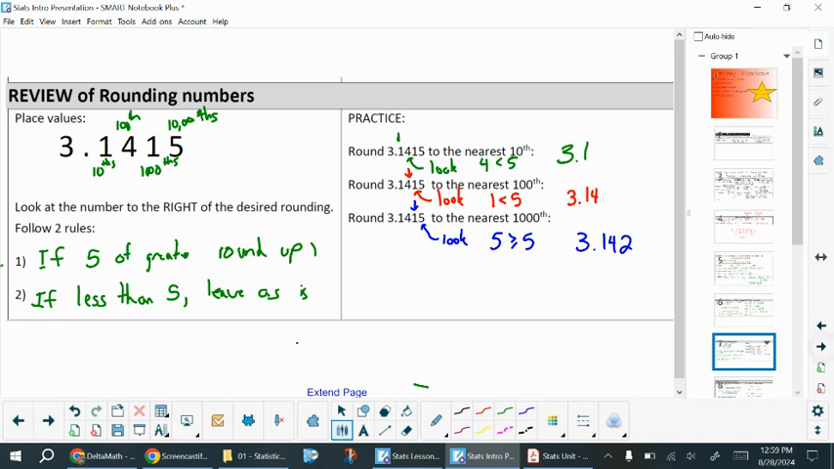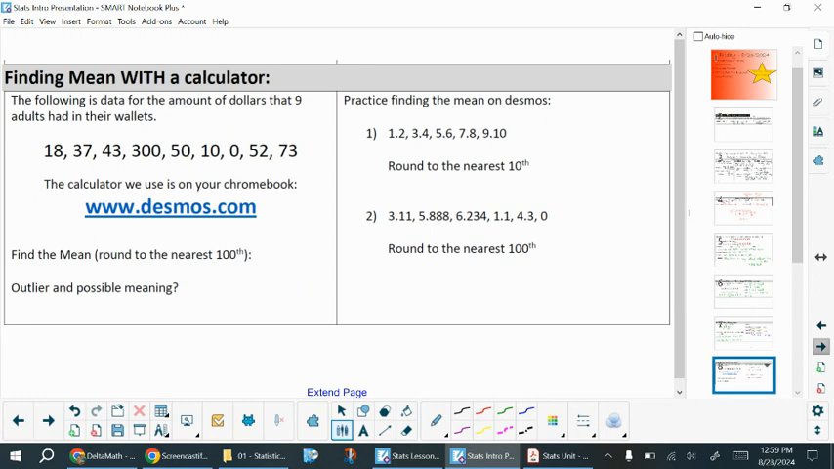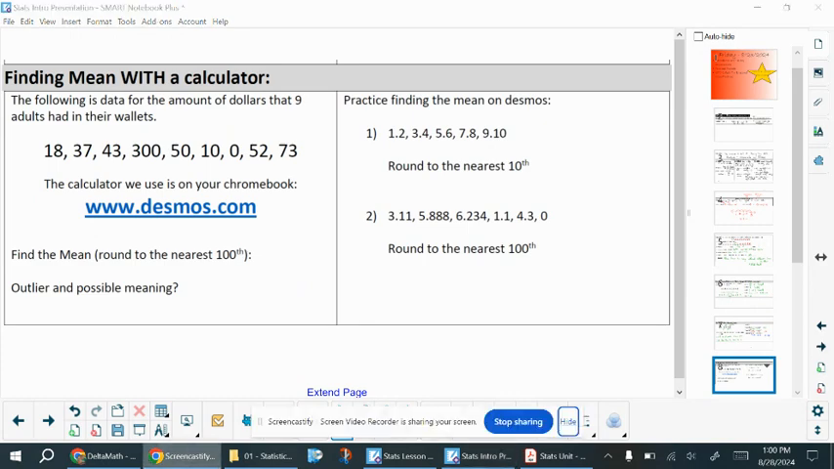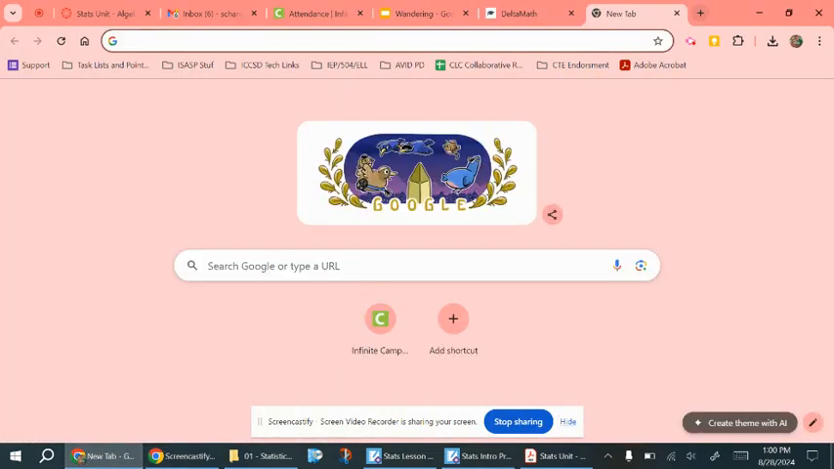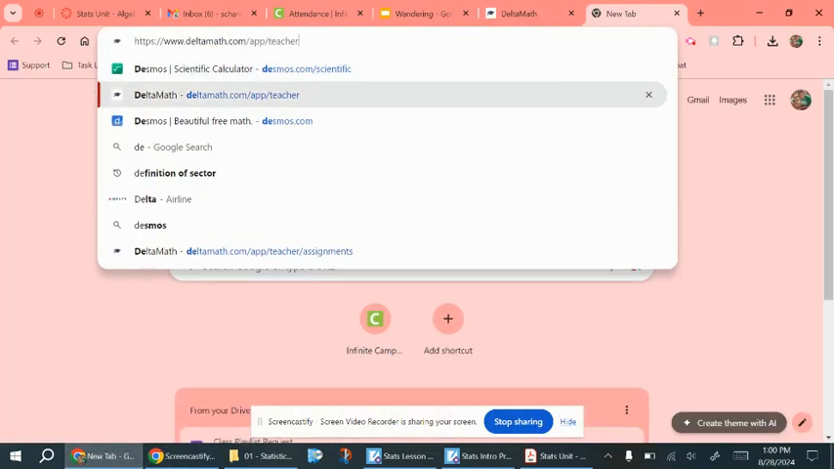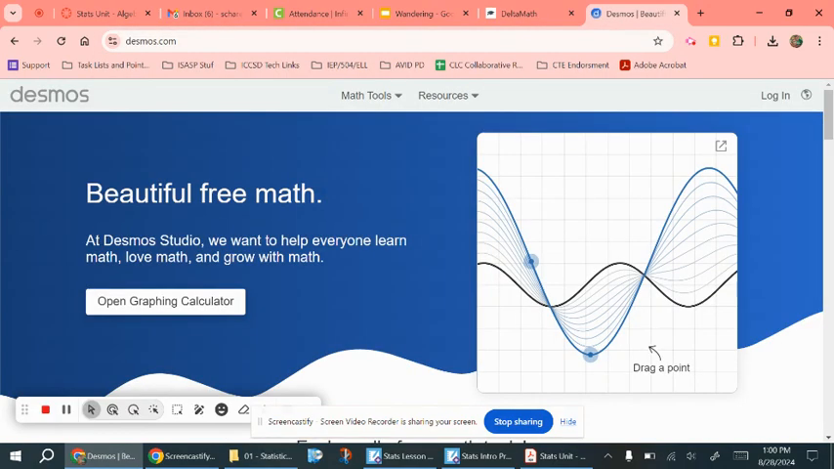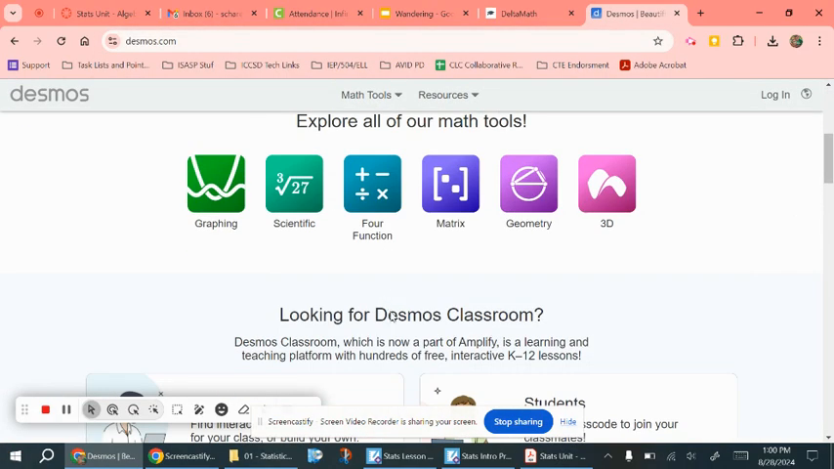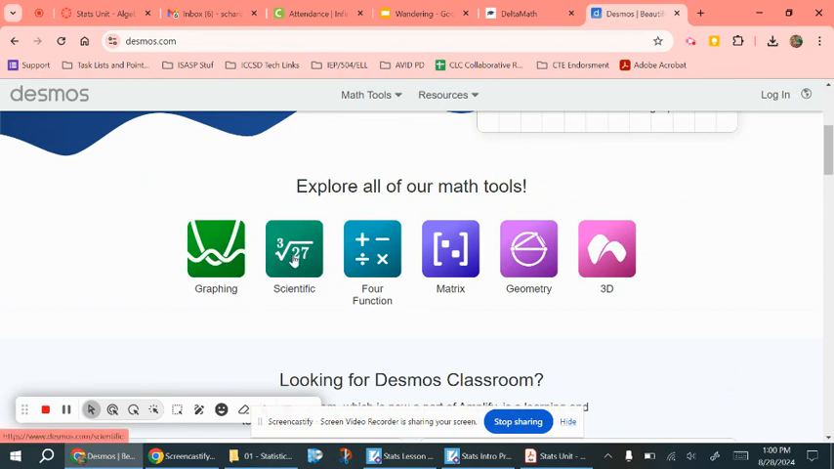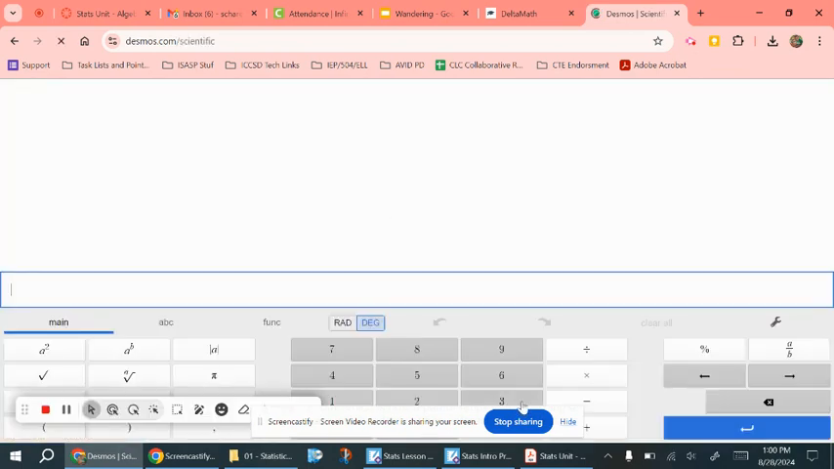Now the last one here is just some practice with Desmos. So if you need to, at this point, go ahead and open up Desmos.com. I'll go ahead and do that real quick. So I'm just going to go to Desmos.com. And you're going to see there's a lot of different calculators here. For today, we're going to use the scientific, but we will use all of them at some point.